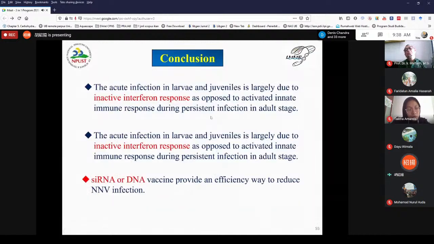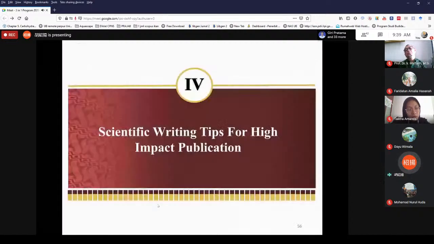Here's the conclusion. The acute infection in larva and juvenile is largely due to the inactive interferon response, as opposed to activating the innate immune response during persistent infection in the adult stage. And finally, siRNA or DNA vaccine provides an efficient way to reduce NNV infection. For the research work, I share the research work here.